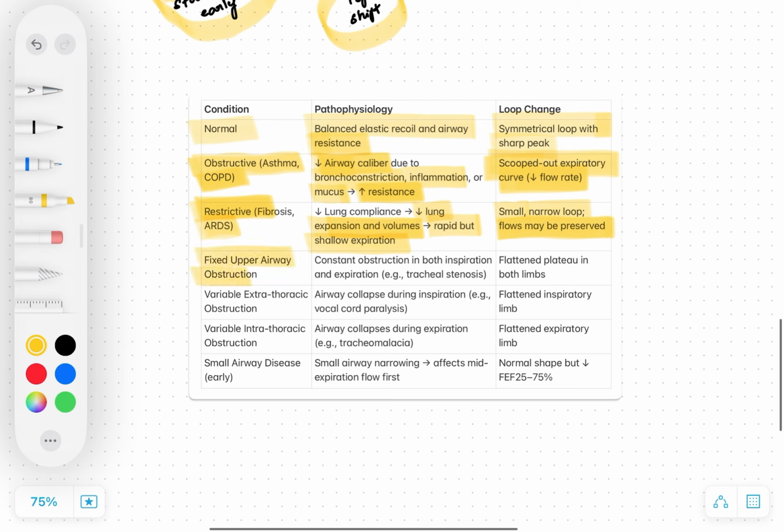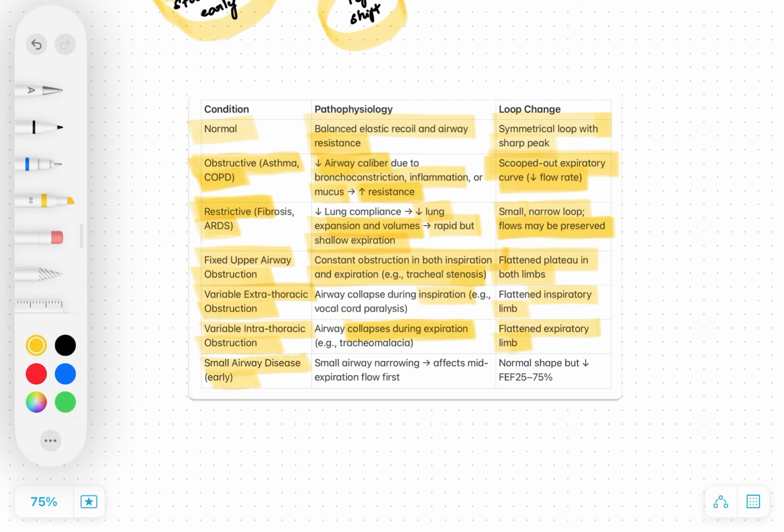Next, fixed upper airway obstruction. There will be constant obstruction in both inspiration and expiration, like in tracheal stenosis. So we'll see a flattened plateau in both limbs. In variable extrathoracic obstruction, the airway will collapse during inspiration. That's why there is flattening of the inspiratory limb. In variable intrathoracic obstruction, there will be collapsing during expiration. So the expiratory limb will be flattened.